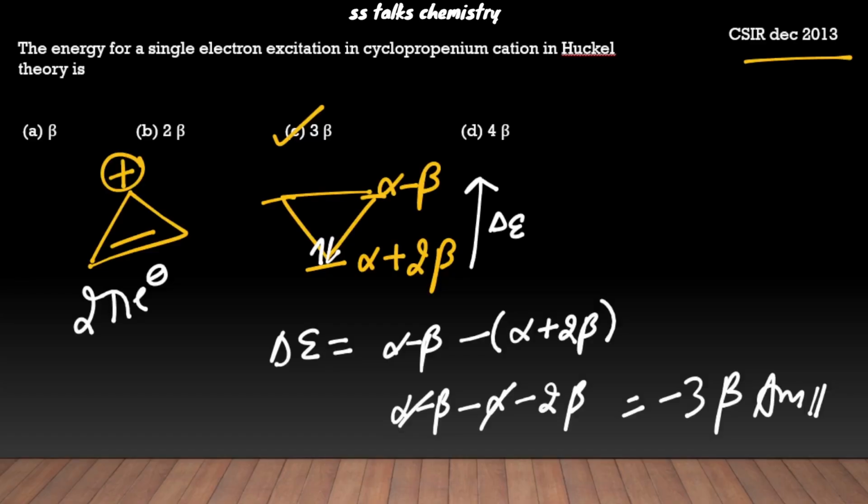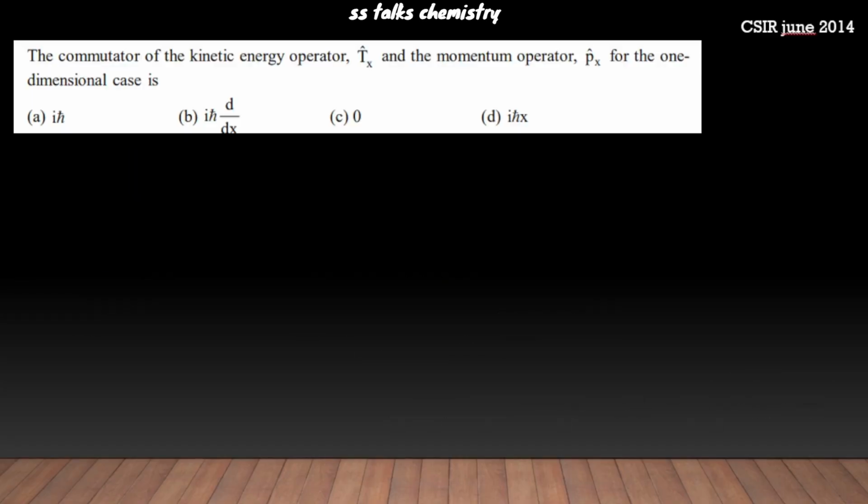Next, we are having this question now. The commutator of the kinetic energy and the momentum operator for the one-dimensional case. This question is from the CSIR exam of June 2014. The question: we have to find the commutator for the operators, kinetic energy and the momentum, which is px. One dimension means along the px direction they are talking.